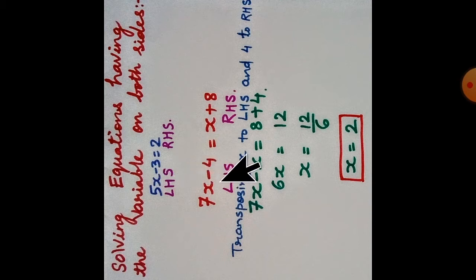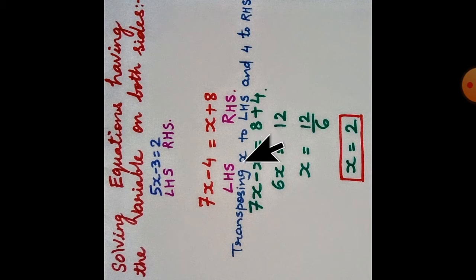Now we have taken one equation, 7x minus 4 equal to x plus 8. Here this is LHS, 7x minus 4, and this is RHS, x plus 8. Now the variable is on both the sides. Here 7x, so the x variable is on LHS also and the x variable is on RHS also.